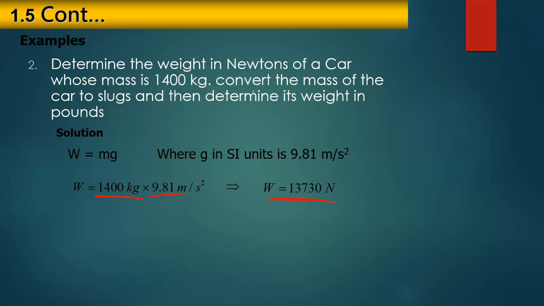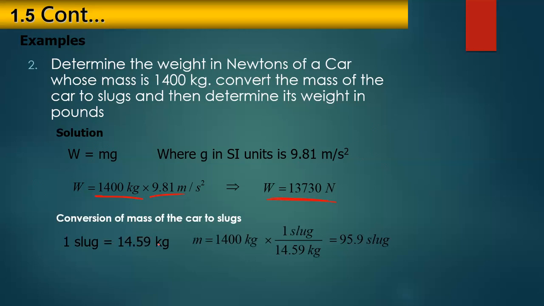Then the other question is asking us to convert the mass of the car to slugs. So we know that the conversion factor for one slug to kg is simply 14.59. So this one is straightforward. You just have to do the division there and get the answer, which will give you what? 95.9 slugs. So all these, I'm sure you did them in first year, semester 1. So this is just a revision.